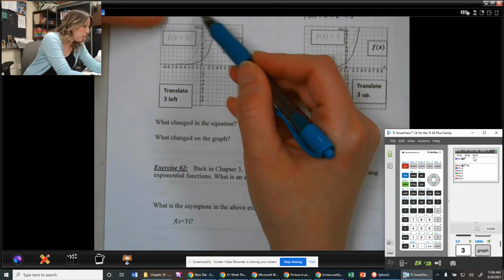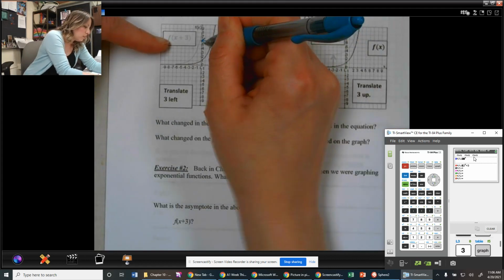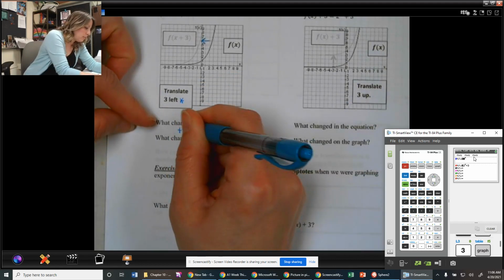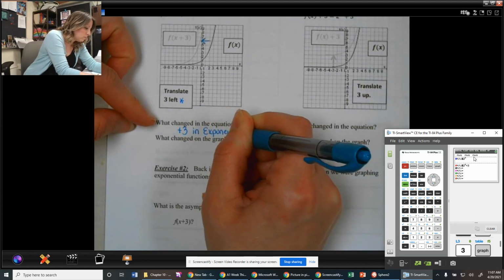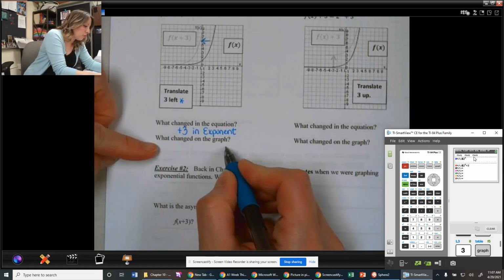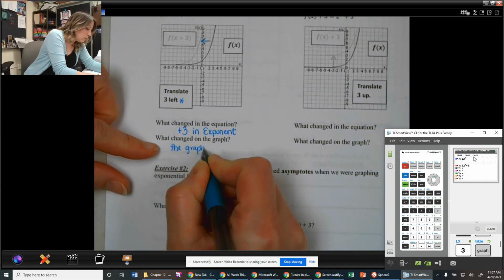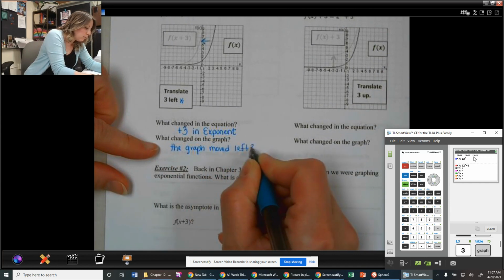And what happened when I added 3 in the exponent? Well, everything moved left 3. See that? So what changed in the equation? Added 3 in the exponent. And what changed on the graph? The graph moved left 3.